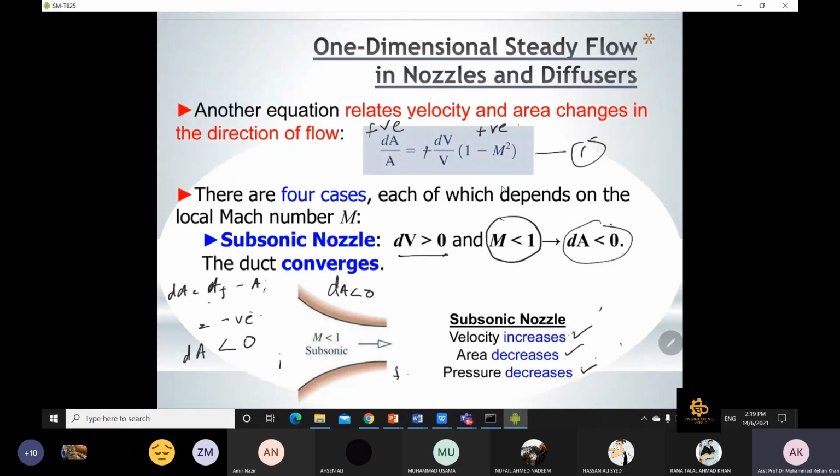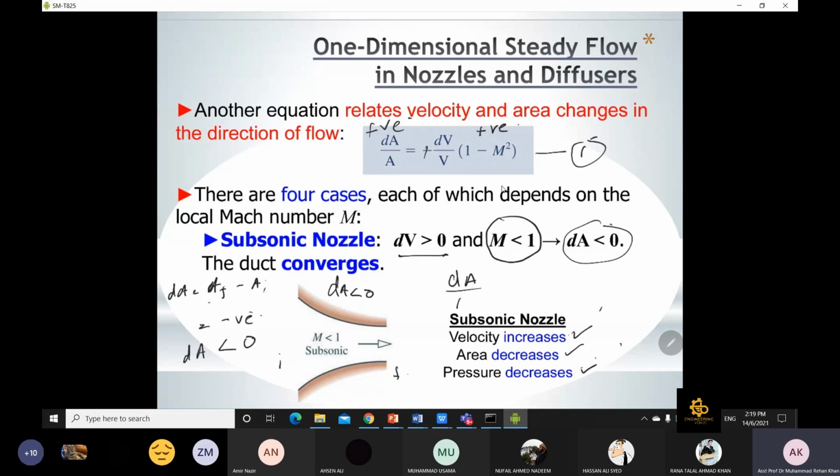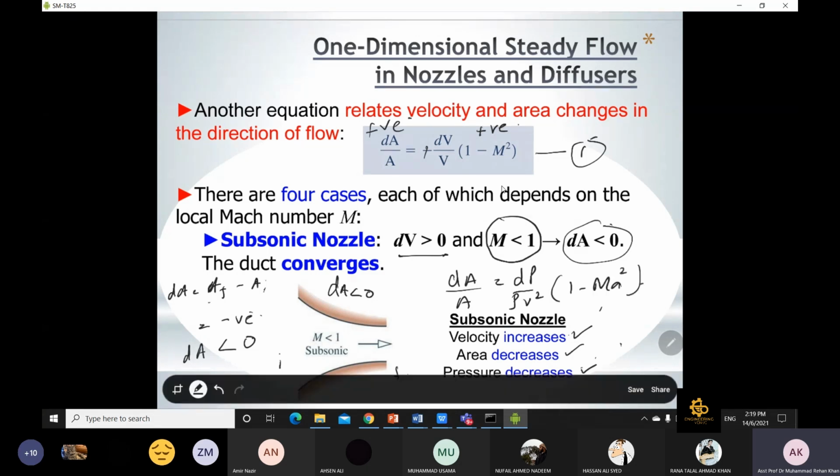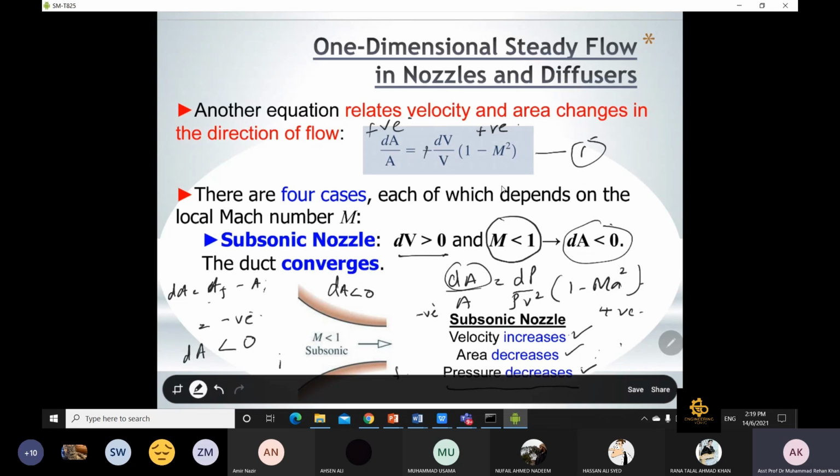You can also get to know how your pressure decreases. You can easily find from the equation which we discussed in the last lecture that dA divided by A is equal to dP divided by rho V square times (1 minus Mach squared). From this we can easily find that your dP becomes negative when your Mach number is less than 1 and dA is less than 0, because this term becomes positive if your Mach number is less than 1, and this becomes negative. Due to this your dP becomes negative, so your pressure decreases in the case of a subsonic nozzle. This is just an application of these equations. If you have any question, you can ask me. I hope you will get some understanding of it.